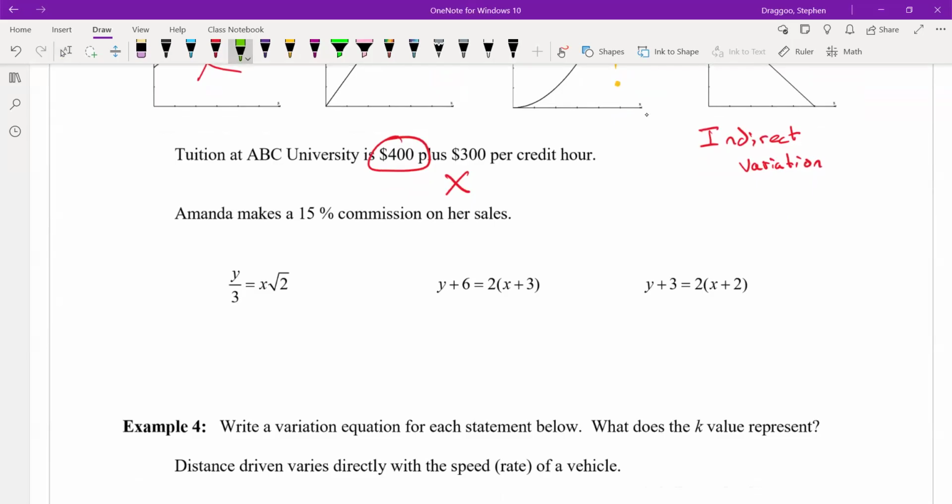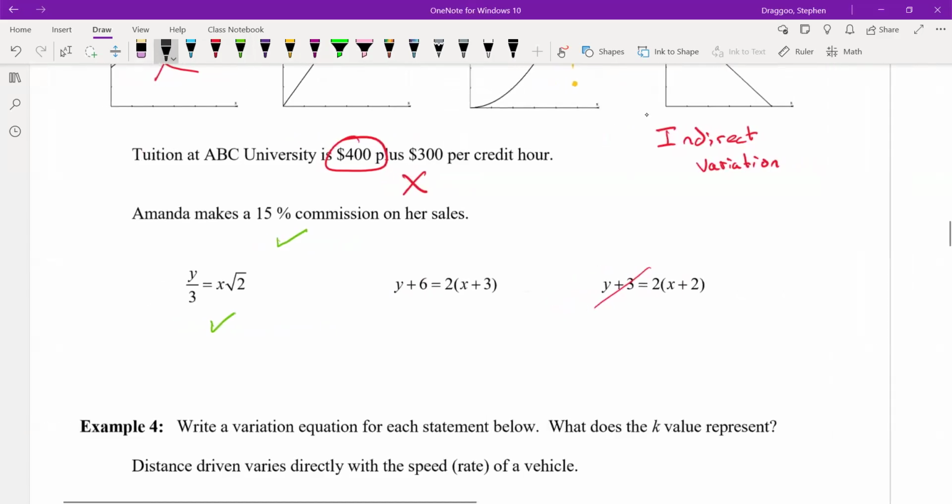Amanda's making 15% commission on her sales. That is direct variation. The more sales Amanda makes, the larger her commission will be. Direct variation. As one goes up, so does the other. For the ones below, I'm just looking for things that have a y-intercept of 0. Oh, which actually means that this one's okay if I solve that out, because that'll really just be y equals 2x. So that one's cool. Y and x vary directly, but the other one, not so much. We'll get a y-intercept over there, so it's out.